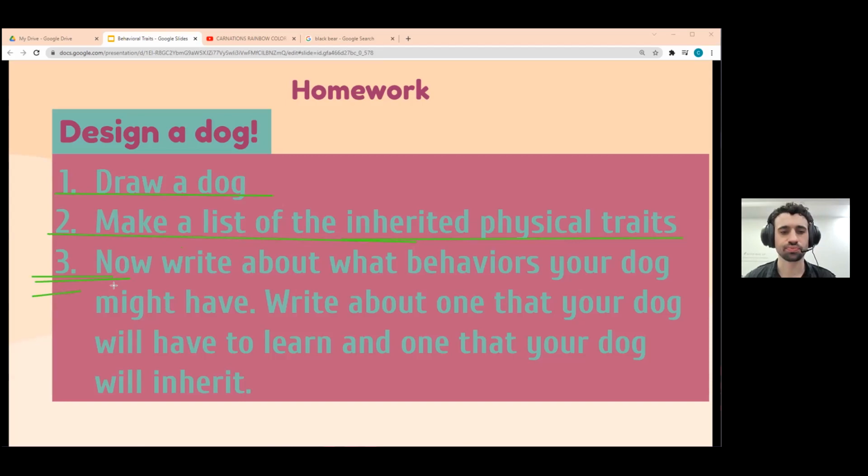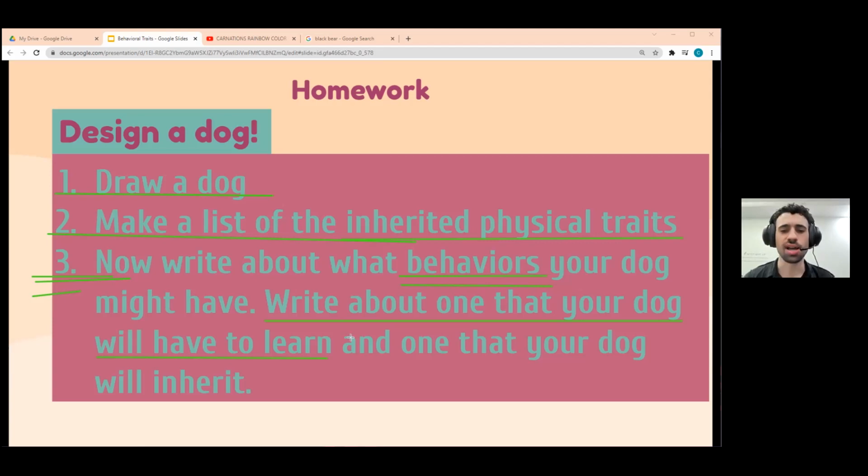Number three, now write about what behaviors your dog might have. I want you to think about behaviors that your dog would have. Write about one that your dog would have to learn. What's a behavior you would teach your dog? You can teach your dog to do whatever you want. Just write about one thing that you would teach your dog that it would have to learn.